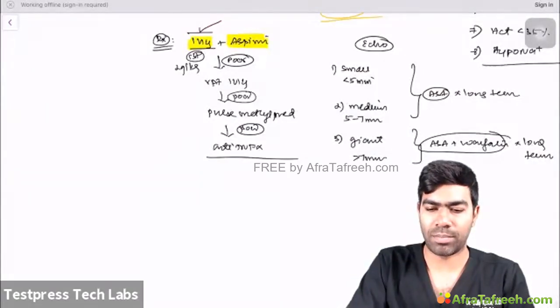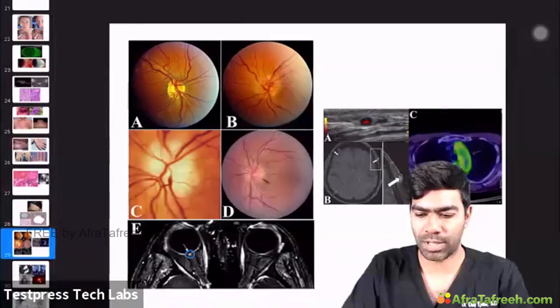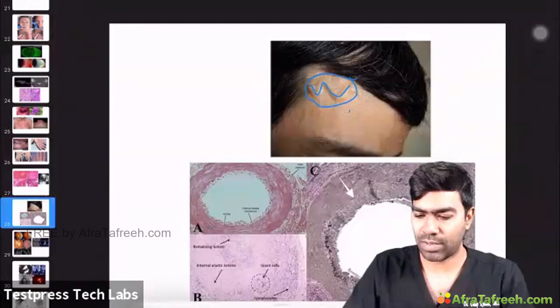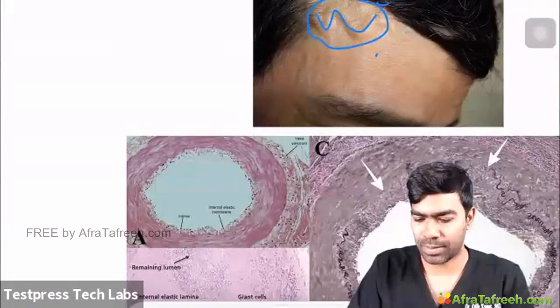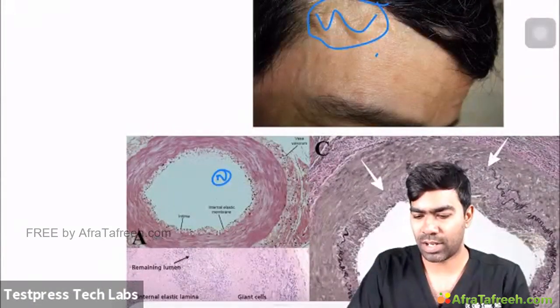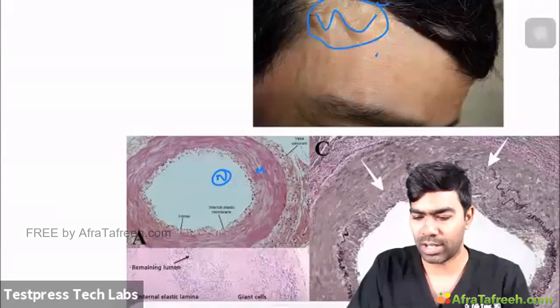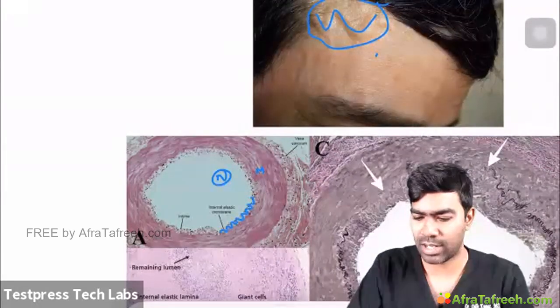So I think that marks the end of the Kawasaki disease also. Let us see some images. And this is an image which I have not shown. Very characteristic of a giant cell arteritis, where you are seeing this is a normal superficial temporal artery, where you are seeing the tunica media, and this is a tunica intima. In the intima, you are seeing something called the internal elastic lamina, which is very nice and tight here.